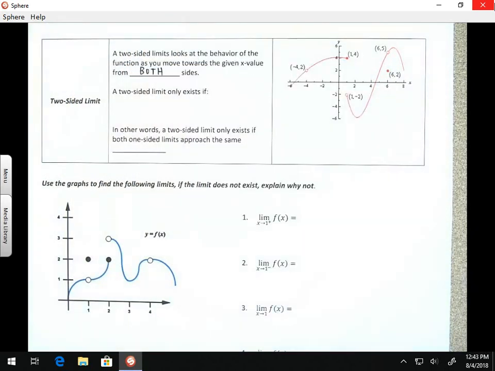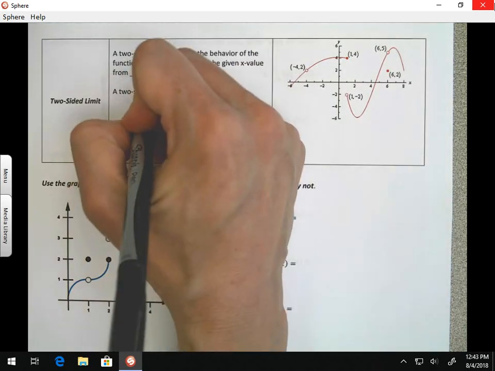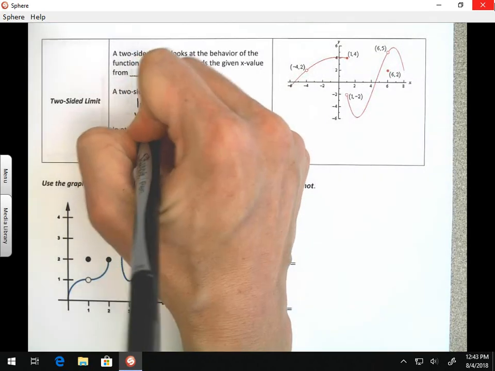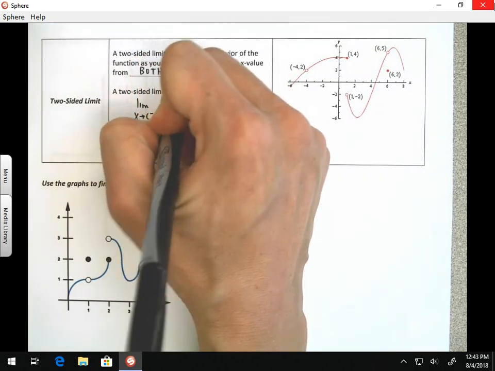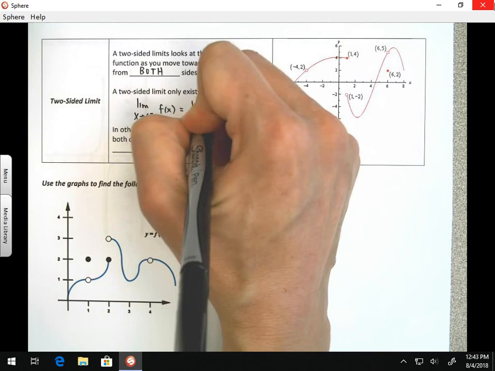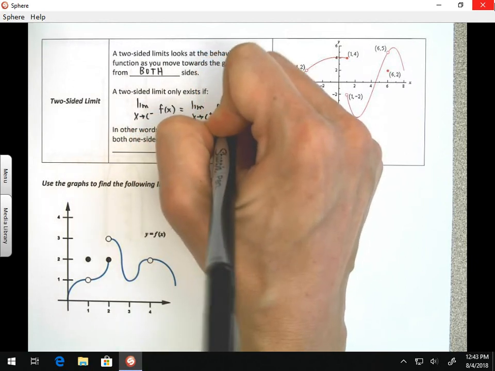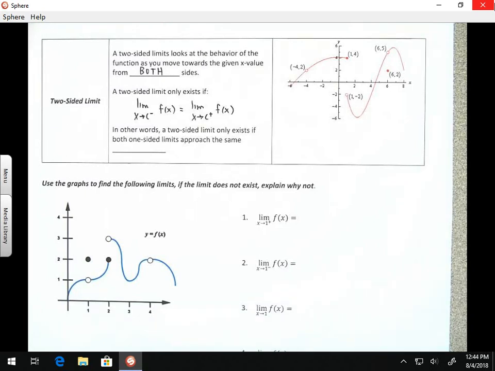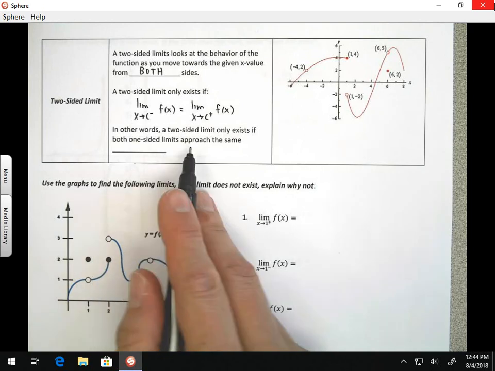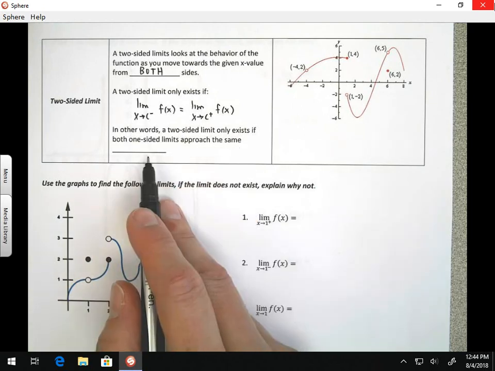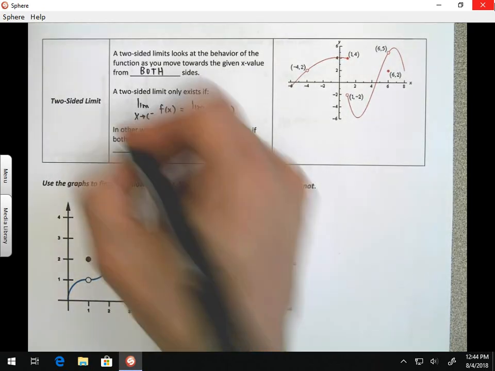And here's what's really important. Our two-sided limit only exists if the limit as I approach c from the left is equal to the limit as I approach c from the right. That's the only way I have a two-sided limit. In other words, a two-sided limit only exists if both one-sided limits approach the same value.